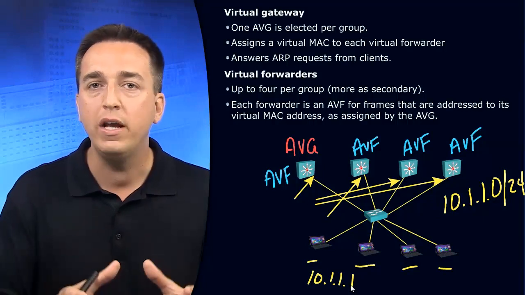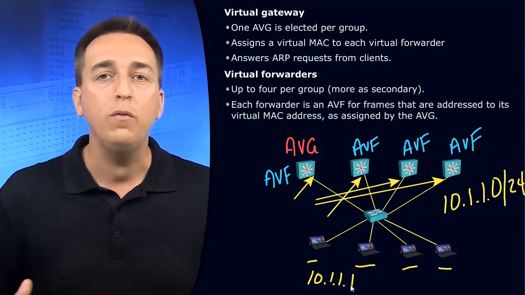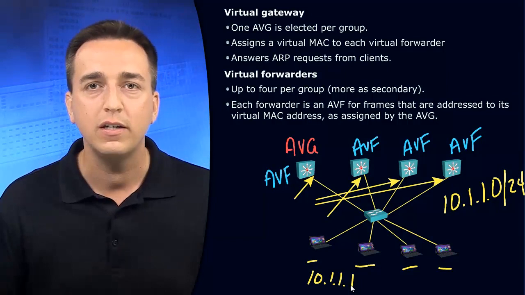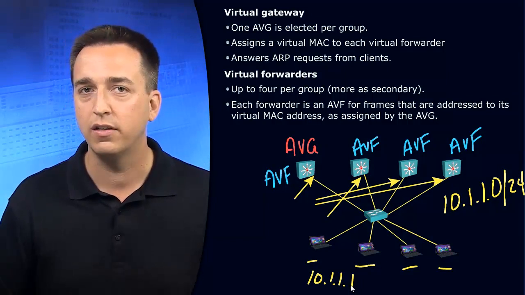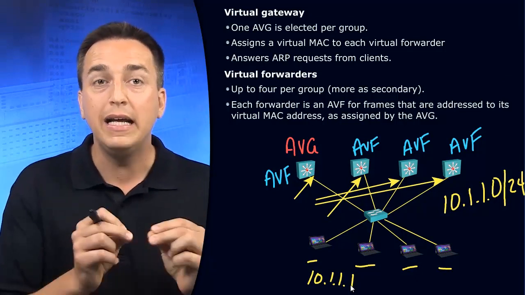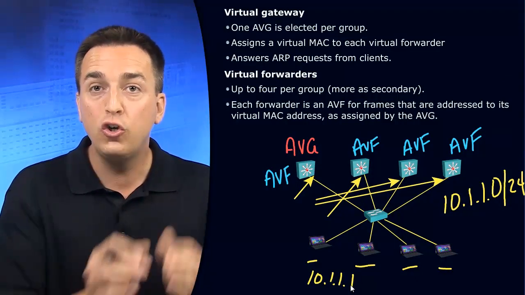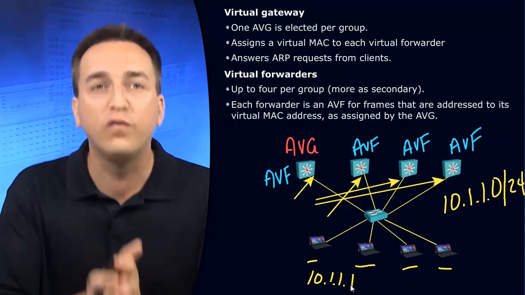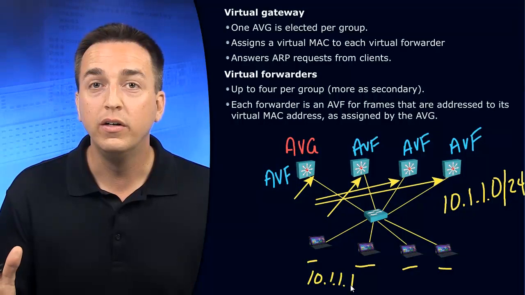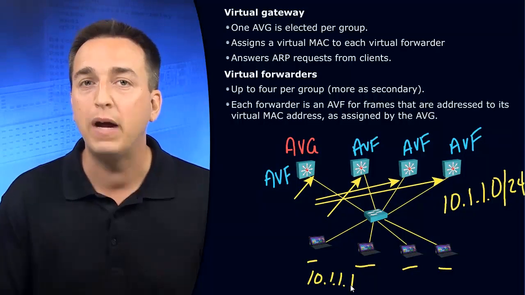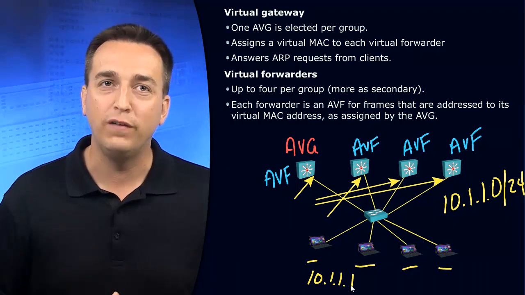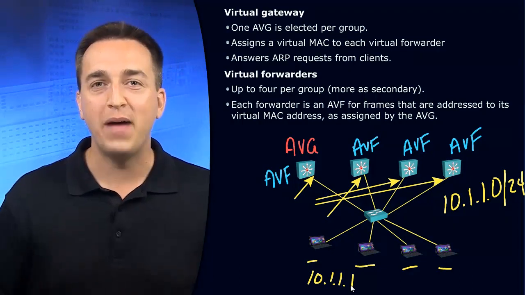And this is how we are going to achieve the load balancing within the subnet. Because now each client is getting a different MAC address returned to them. And as a result, that client's frame is being specifically addressed to that device that owns the virtual MAC address. So now the traffic flow from each client is going to go to the respective AVF that they have been told to utilize as their default gateway based on these virtual MAC addresses.